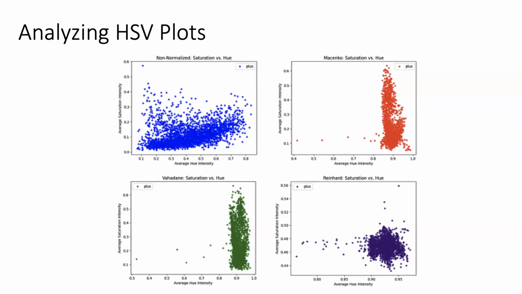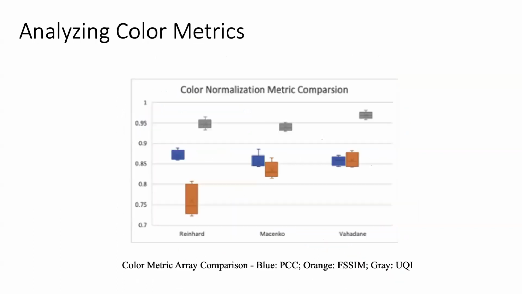And we can see how dispersed the non-normalized data is and how much more concentrated every single normalized data set is. I also want to point out that the plots for the Vahadane and Macenko techniques look very similar. Each point that you see on each graph represents one image. These points are congregated for the Macenko and Vahadane plots in a pillar-like orientation, while the Reinhard plot depicts a much more circular cluster.